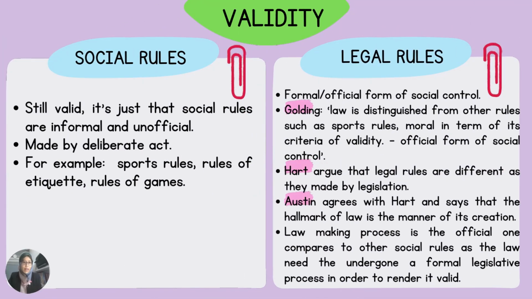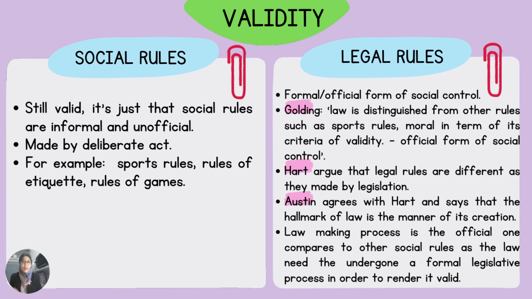Next, we will move to the validity part. We need to understand the meaning of validity first. Validity is the state of being legally or officially binding or acceptable. How do we determine whether the rules are valid or not? Under a social rule, the rule is still valid because social rules are informal and unofficial and are just made by a deliberate act. For example, the sports rules, the rules of etiquette, the rules of games.